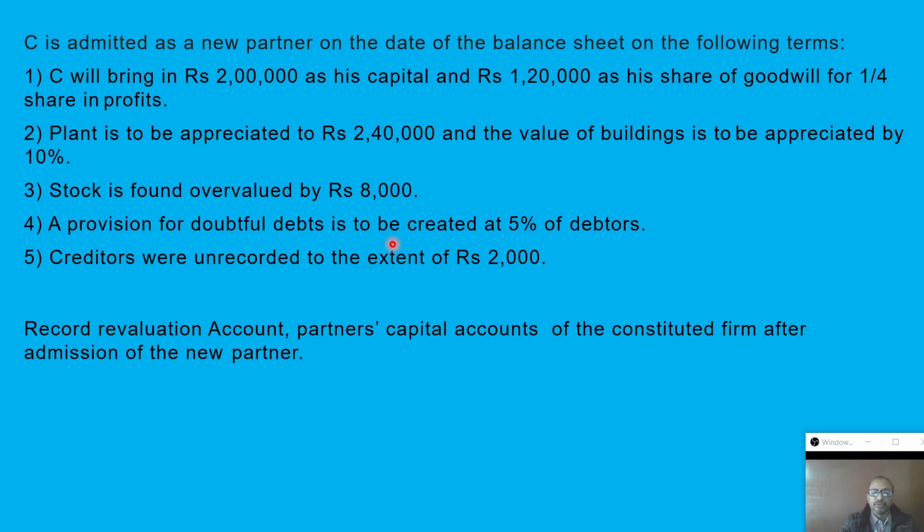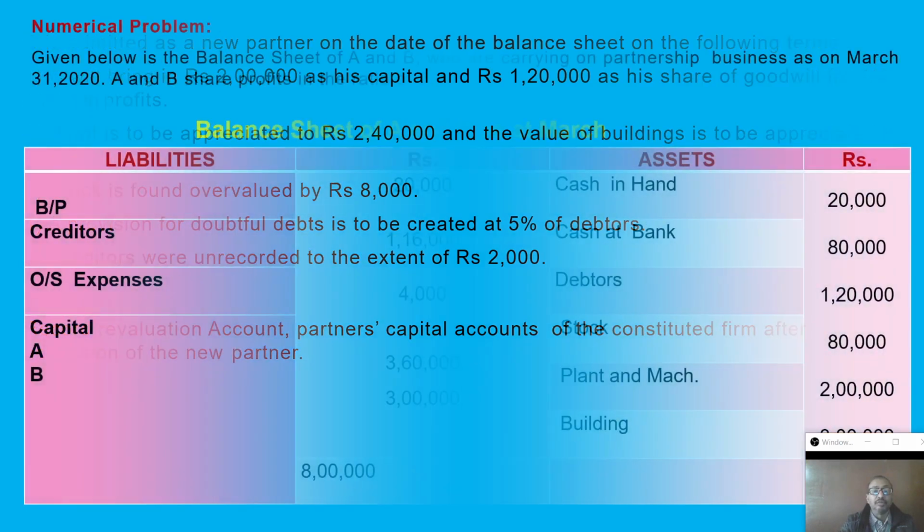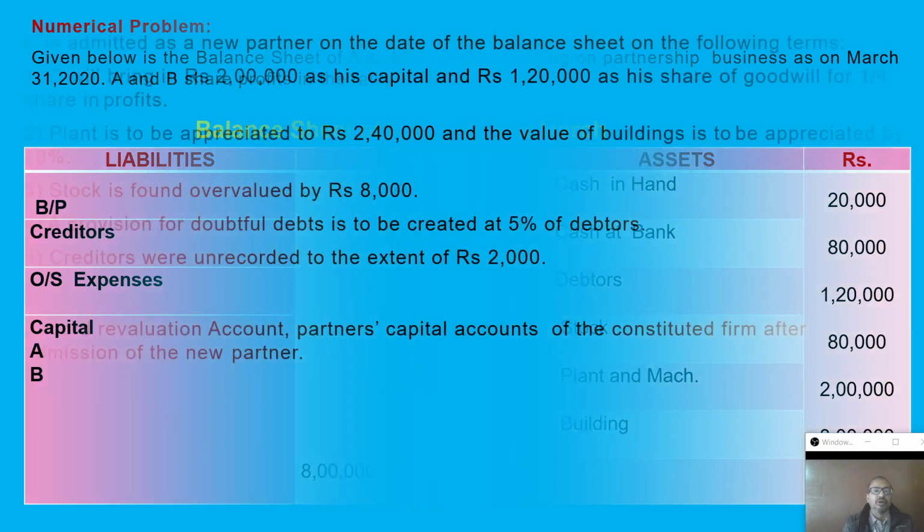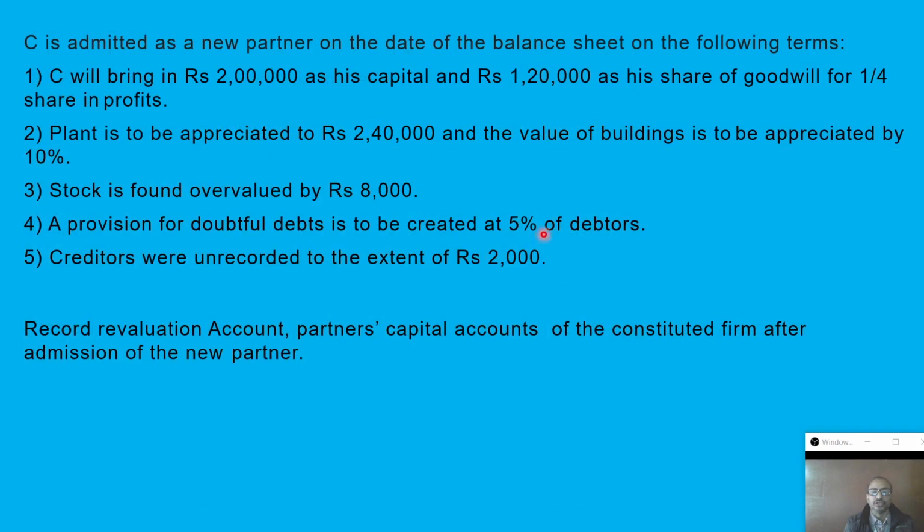So we have to consider that current liability increases, and we know the entry for an increase in current liability, or any liability, is revaluation account debit to that respective liability. So debtors value 1,20,000. If you consider 5%, it comes to 6,000. So the entry will be revaluation account debit to provision for doubtful debt 6,000. That is adjustment number 4.